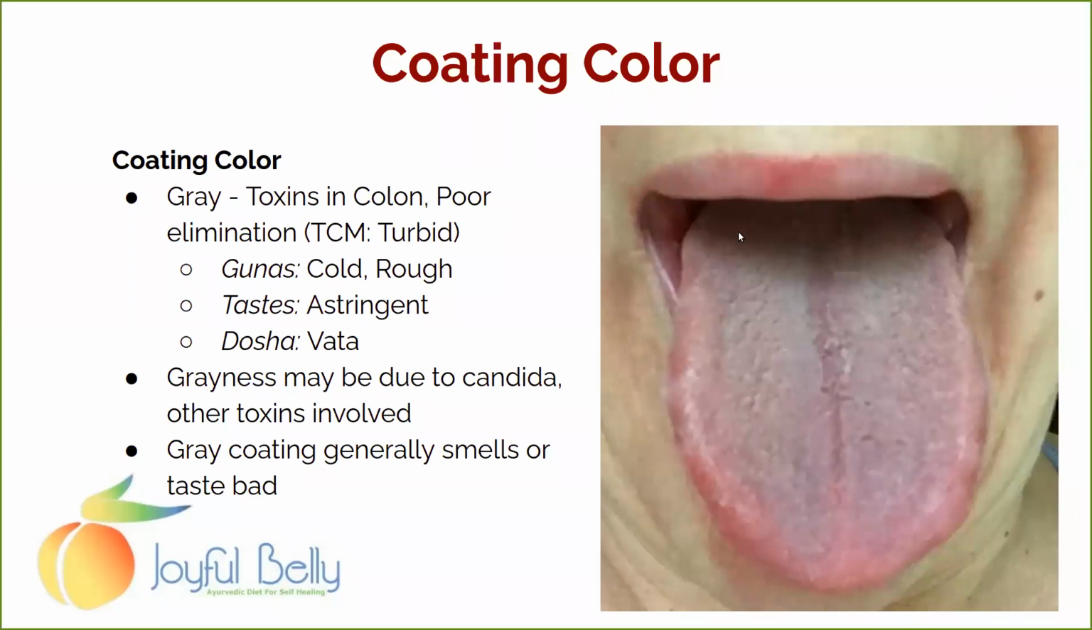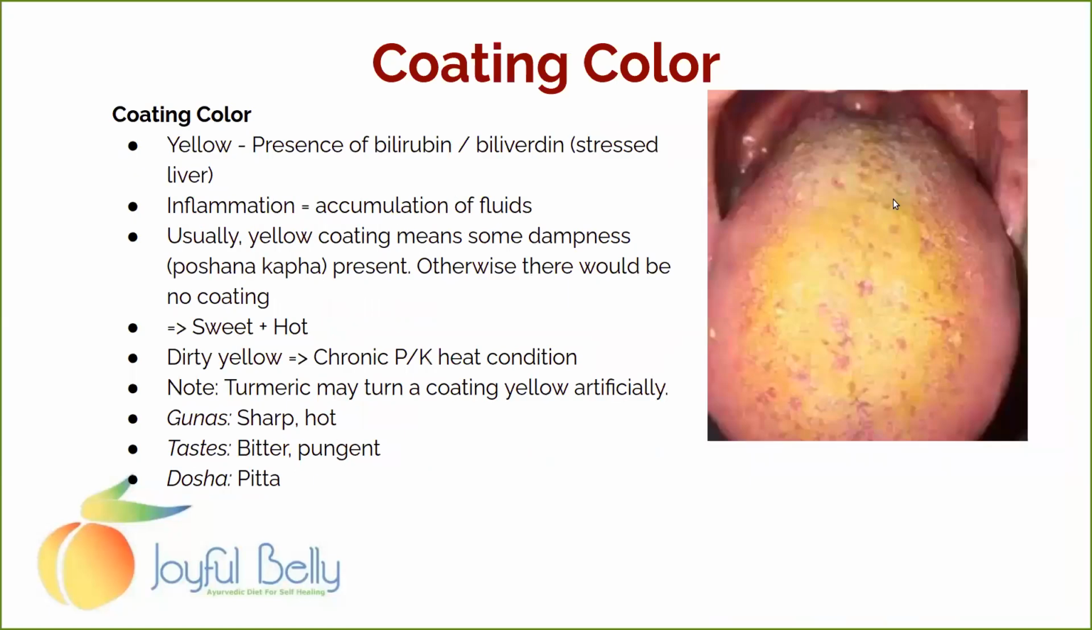The grayness can be due to candida outbreak in the body. And if you have a gray coating on your tongue, it generally smells or tastes bad. It'll cause bad breath. Sometimes the coating is yellow. And when the coating's yellow like this, and it doesn't have to be this intense, by the way, you can look at your tongue coating and see a very mild yellow tongue coating, it points to the presence of bile components in the blood, which points to a stressed liver.